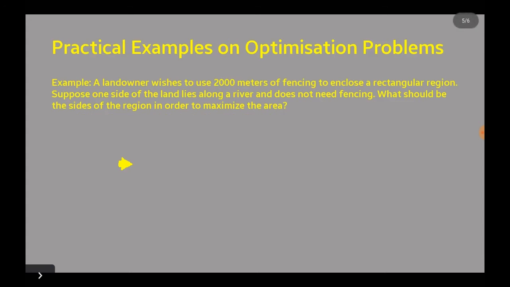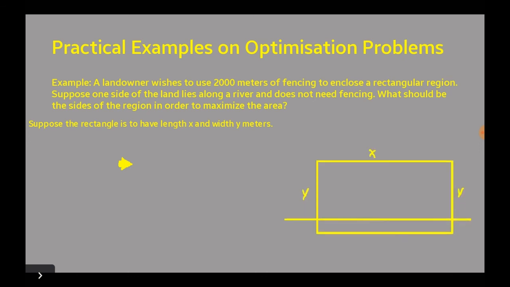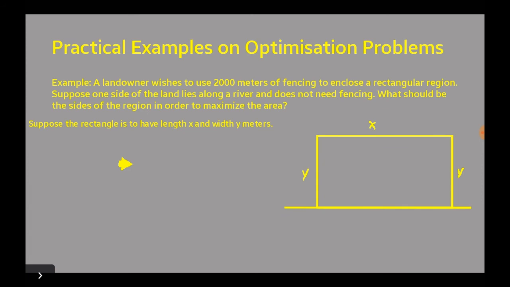Here is what I mean. In the example, a landowner wishes to use 2000 meters of fencing to enclose a rectangular region. Suppose one side of the land lies along a river and does not need fencing. What should be the sides of the region in order to maximize the area? Suppose the rectangle has length x and width y meters. We draw the rectangle like this: here is x, and there are two sides of y.